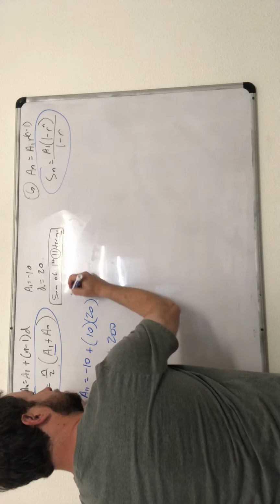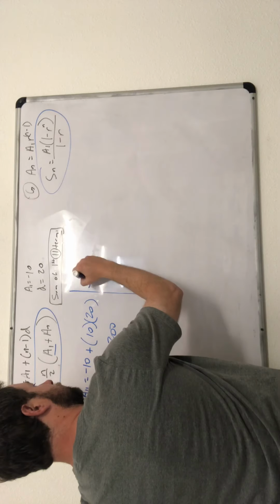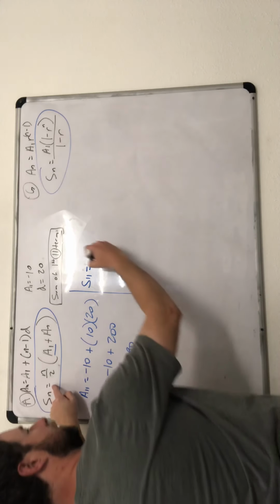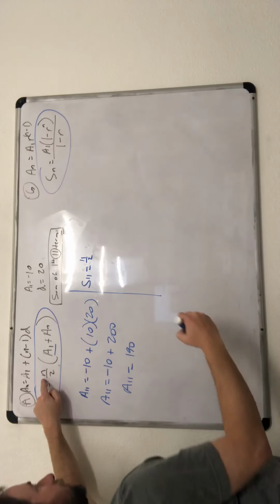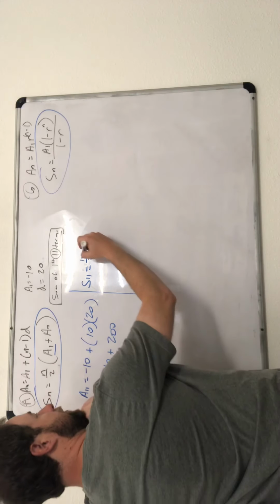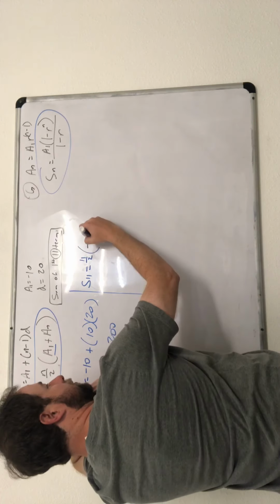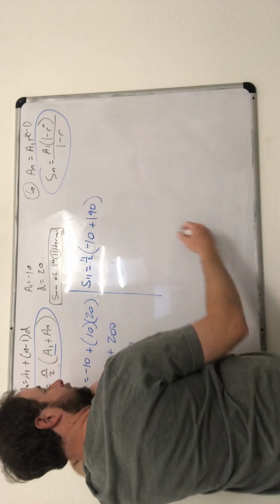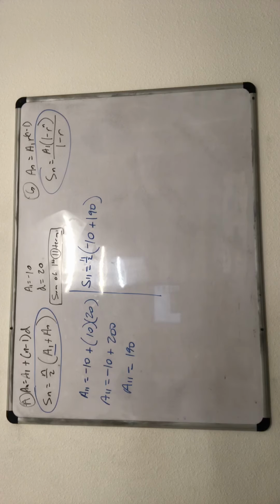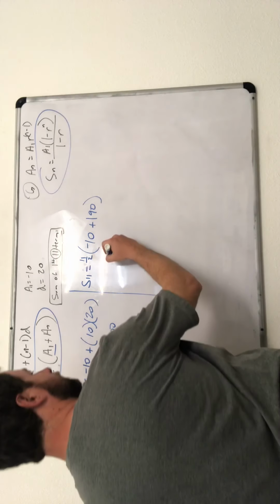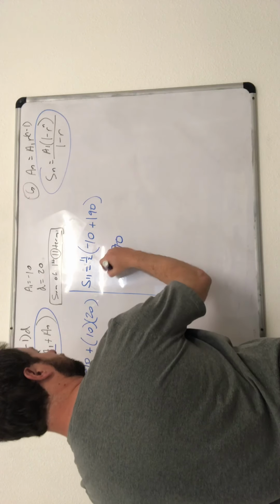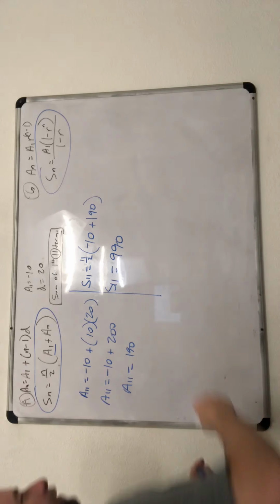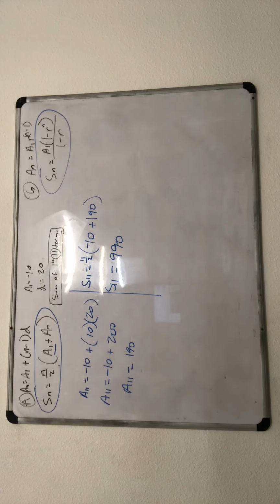So if we're going to find the sum of the first 11 terms, the number of terms is 11, so 11 divided by 2. The first term is still negative 10. And we found that the 11th term was 190. So then you just do the math here, and you're going to find the sum of the first 11 terms is 990.